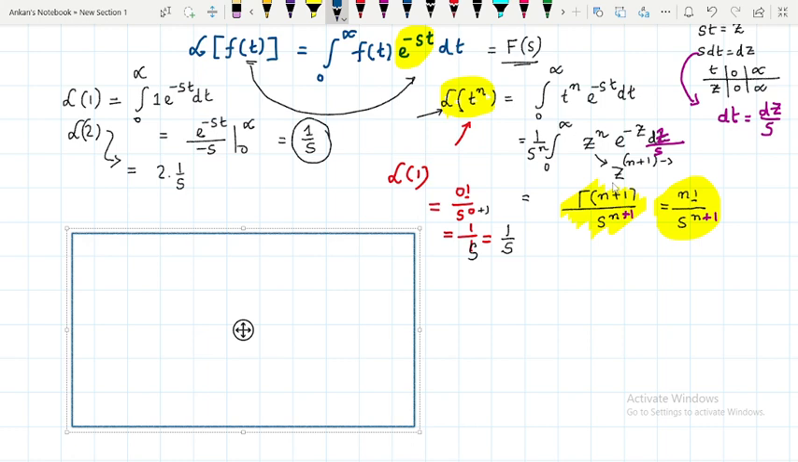So you have to remember some of the Laplace transforms of the function. The first one has already been discussed, the second one has already been discussed.